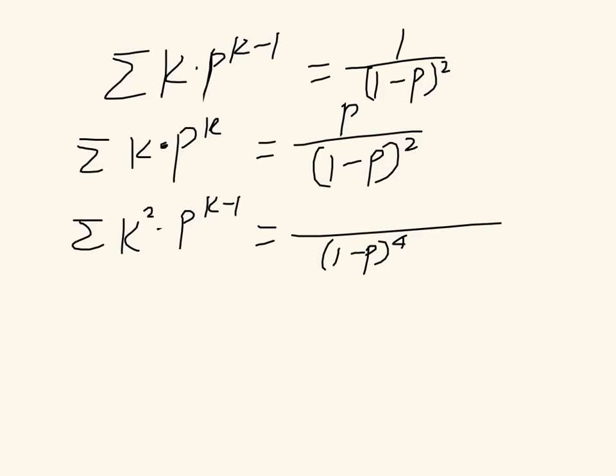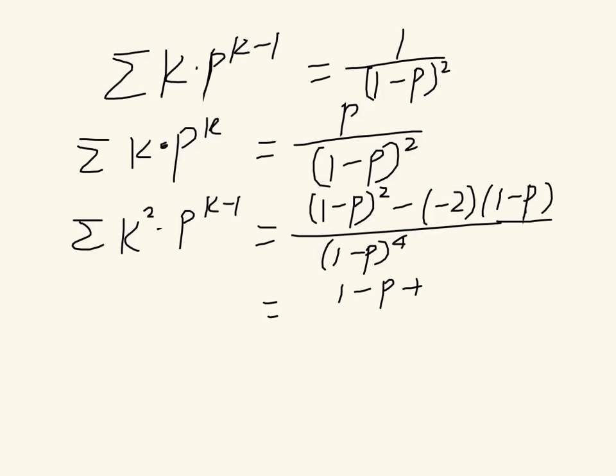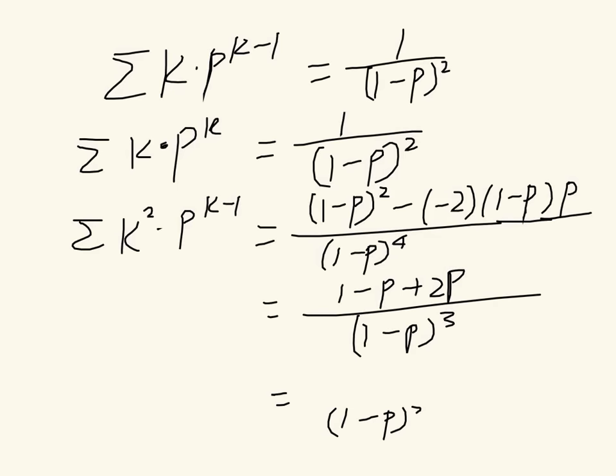and 1 minus p squared minus 2 times 1 minus p times 1 minus p, and equal to 1 minus p plus 2p over 1 minus p cubed, and equal to 1 plus p over 1 minus p cubed.